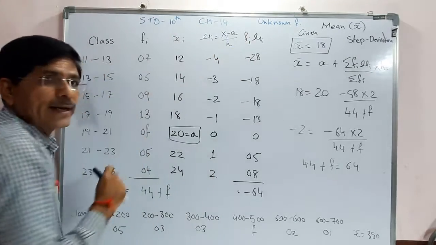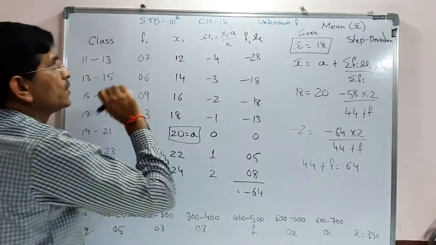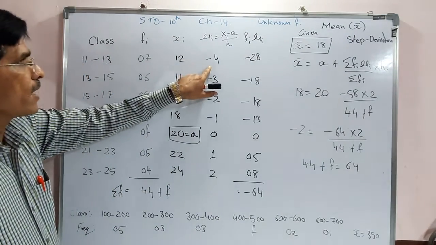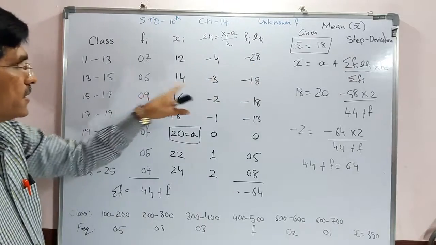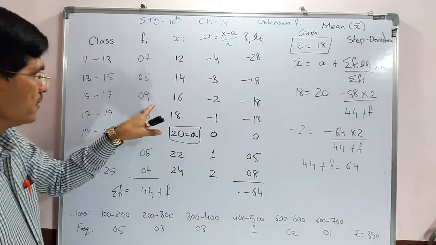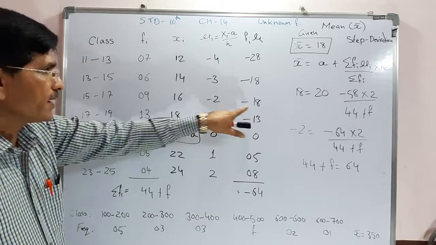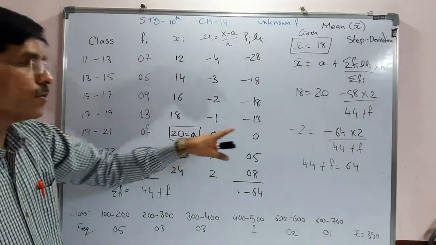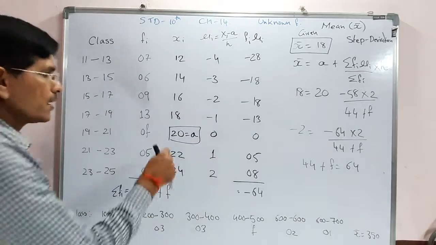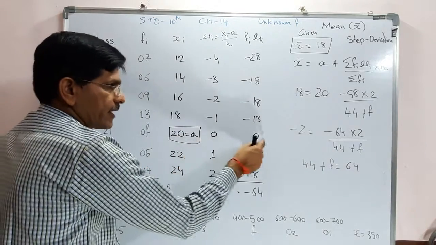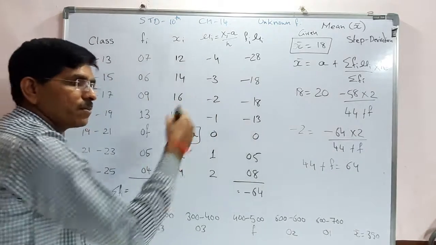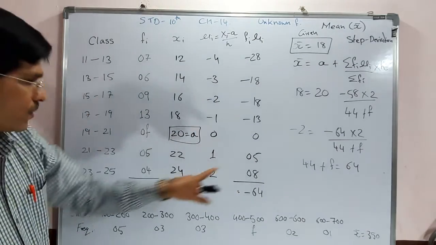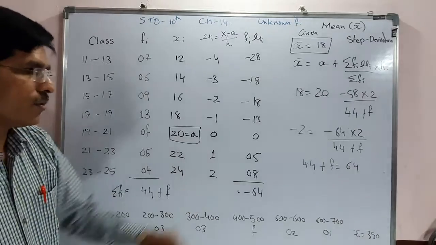Now fi ui, you have to directly multiply fi and ui. So fi ui: 7 times -4 is -28, 16 times -3 is -48, 9 times -2 is -18, 13 times -1 is -13, and f into 0 is 0. So if we put a here, then you can answer 0. Otherwise it should be in multiplication form: 5 into 1 is 5, 4 into 2 is 8.